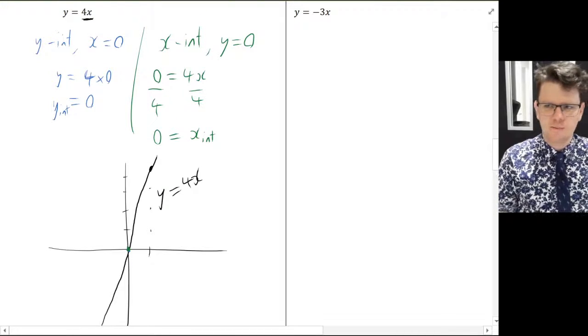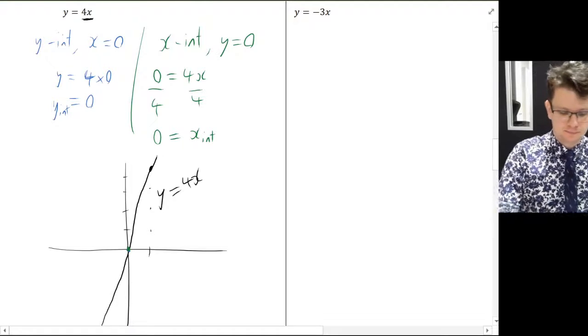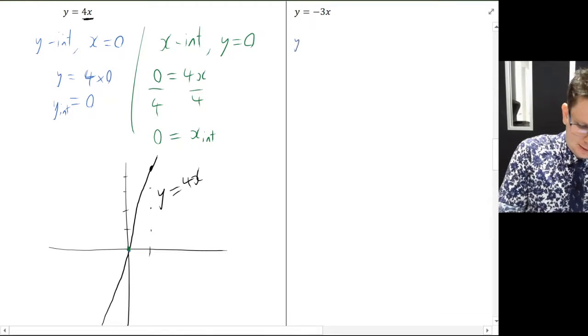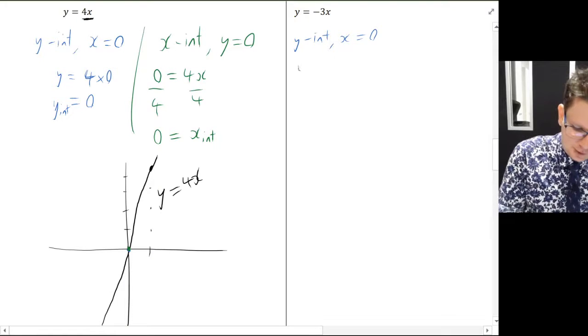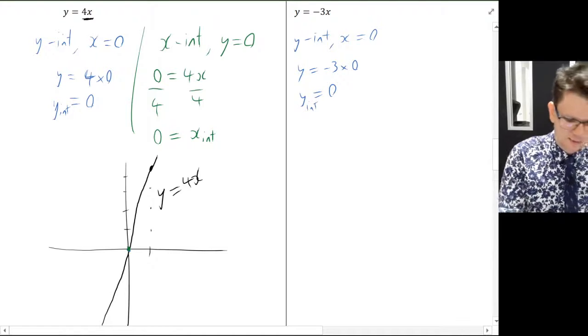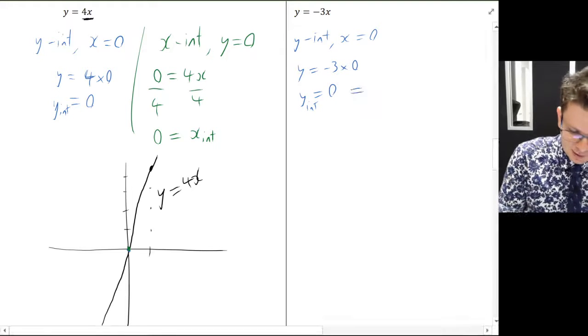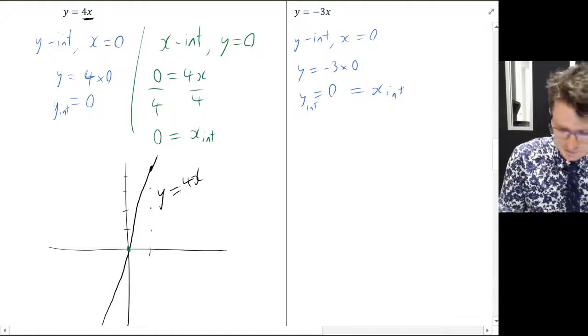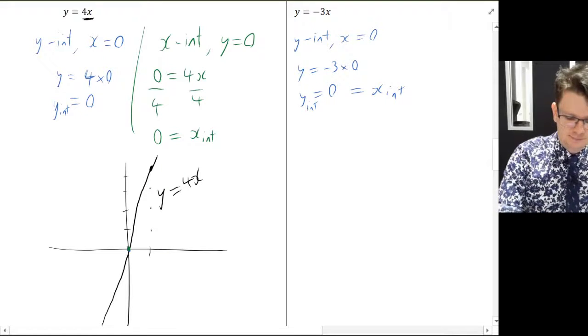Have a go at this one. Remembering a negative gradient means it's going to be taking steps down. Have a go. So the y-intercept: x equals 0, y is equal to minus 3 times 0, y is equal to 0. What did I say before? If the y-intercept's 0, the x-intercept's 0, so I'm not even going to bother. x-intercept equals 0. I know that, because they're both 0 at the same time.